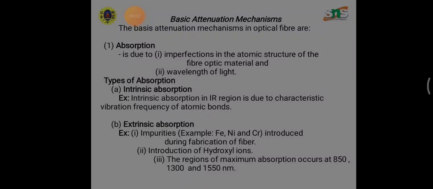So welcome. Now we talk about basic attenuation mechanisms, that means types of losses in optical fiber. Fiber loss, also called fiber optic attenuation or attenuation loss, refers to the loss of signal between input and output. Losses can be introduced by various means such as intrinsic material absorption, scattering, bending, connector loss, and more.